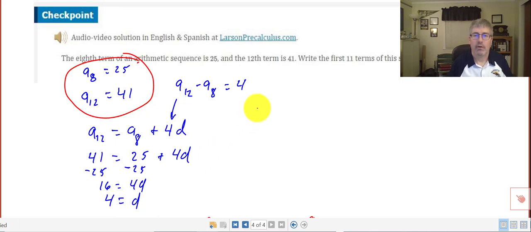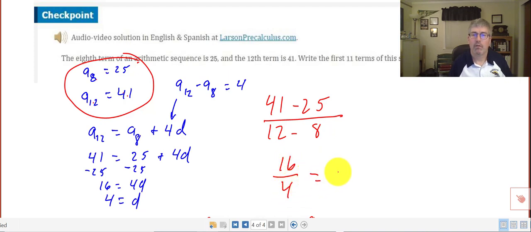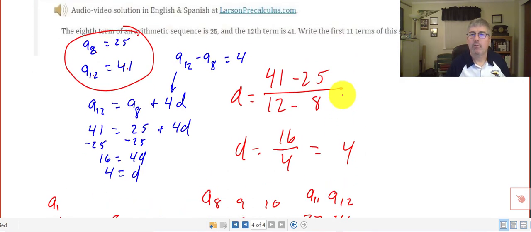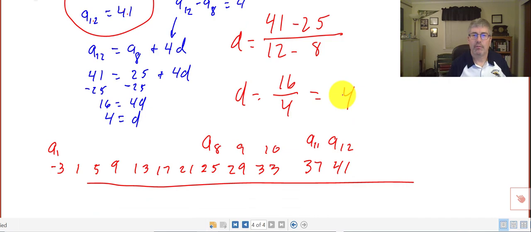Or as I did earlier, we could do 41 minus 25 all over 12 minus 8. And we get 16 over 4, which is 4. And then we're asked to write the first 11 terms of the sequence.